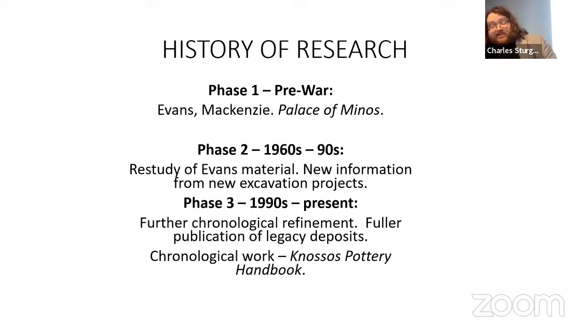Research on Knossian ceramics can be broadly divided into three phases, each with their own styles and research agendas. While time does not permit full detail, these are summarized on this slide. Broadly, we have the period of research prior to World War II, a post-war period of refinement and relatively steady de-excavation, and finally the current period of further refinement and gradual full publication of legacy data.